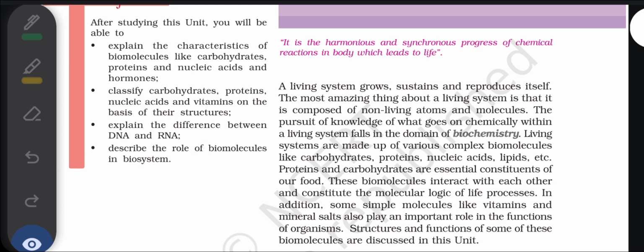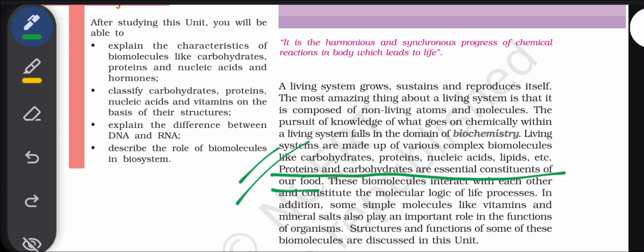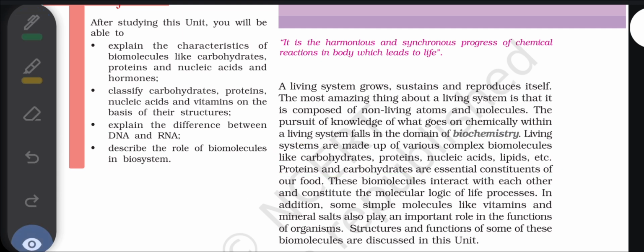Protein and carbohydrates are the essential constituents of our food. So we have an important line over here, that protein and carbohydrate are the essential constituents of our food, not fats. So keep that in mind.